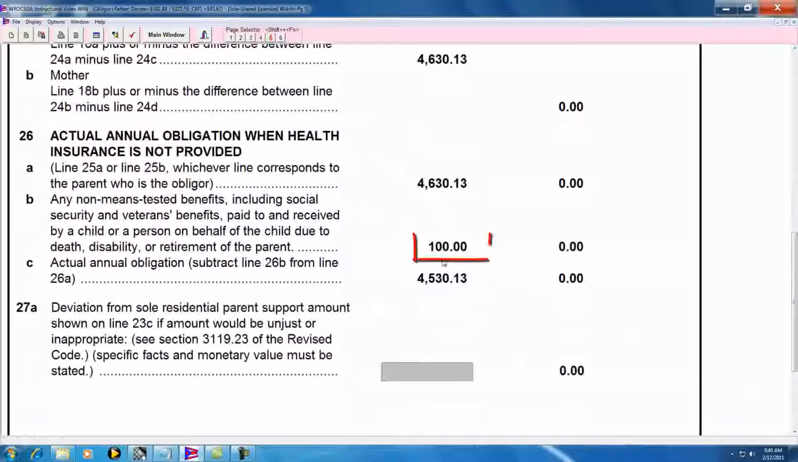Before we move on to the deviation section, I'll page back to line 23 and remove that $100 adjustment.